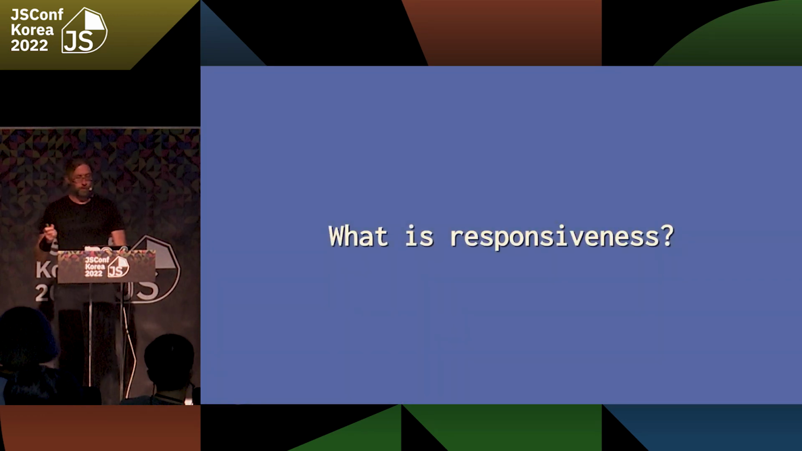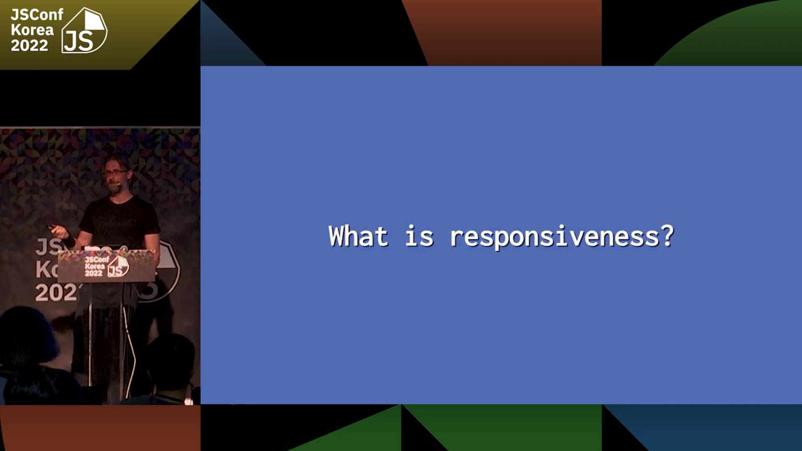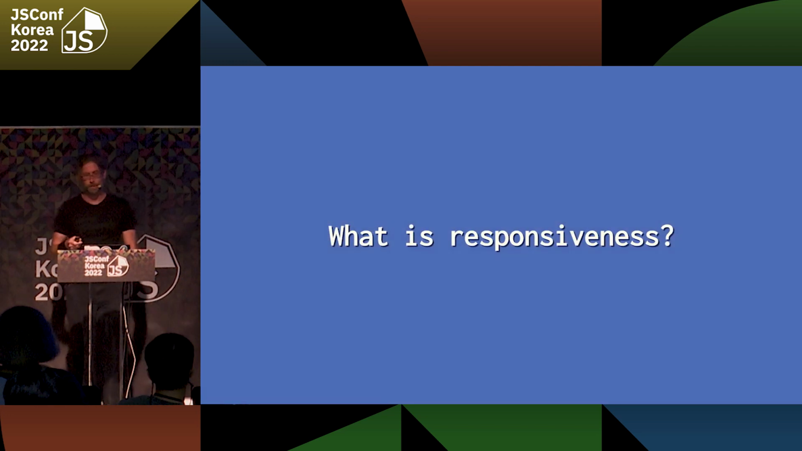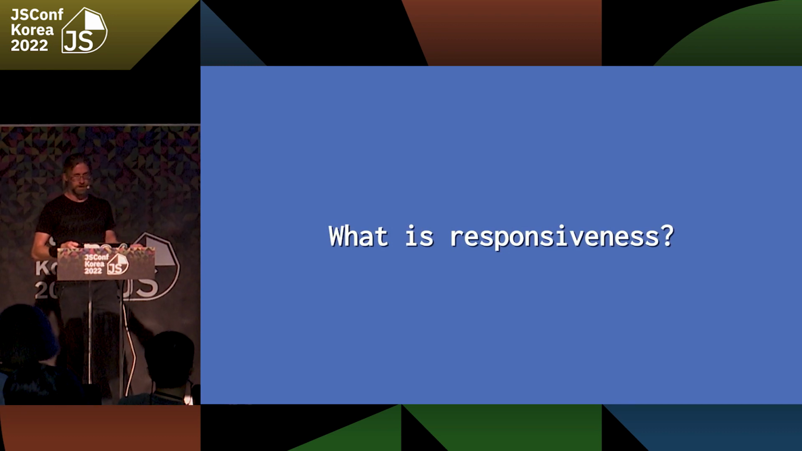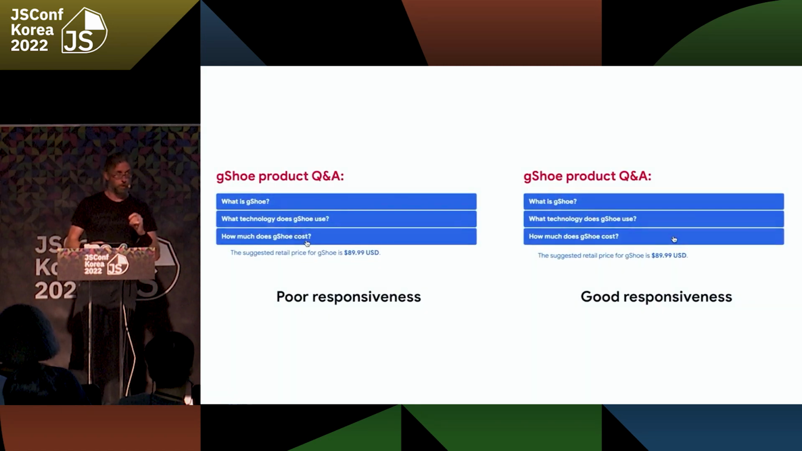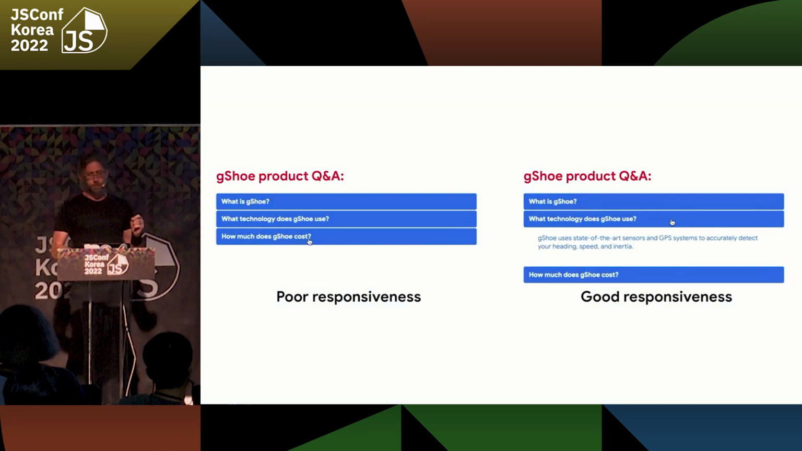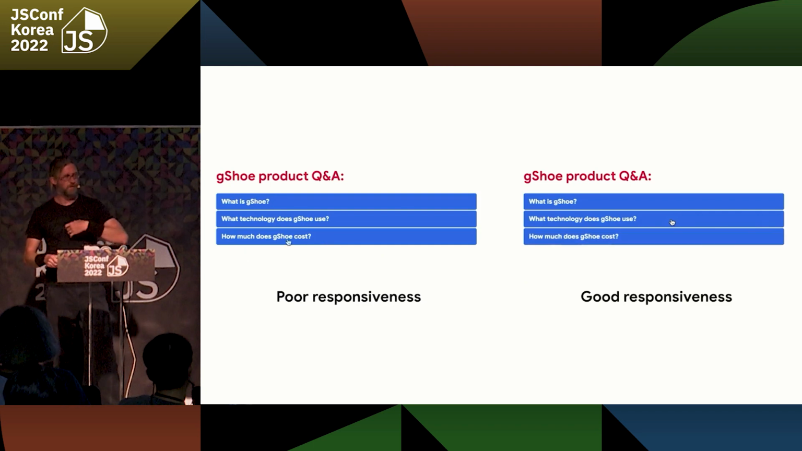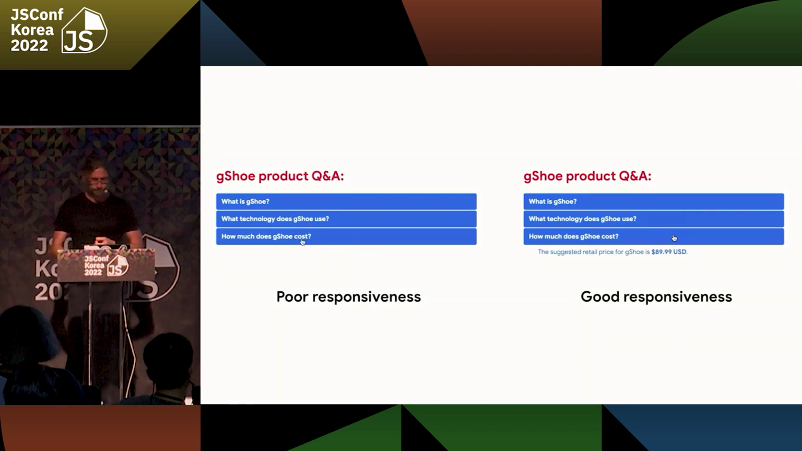Before we can get into INP, we need to clarify responsiveness. When we talk about responsiveness, we're really talking about how quickly a user interface responds to a user's input. You've almost certainly experienced poor responsiveness. It occurs when you interact with something on the page, but the visual feedback of that interaction is significantly delayed.